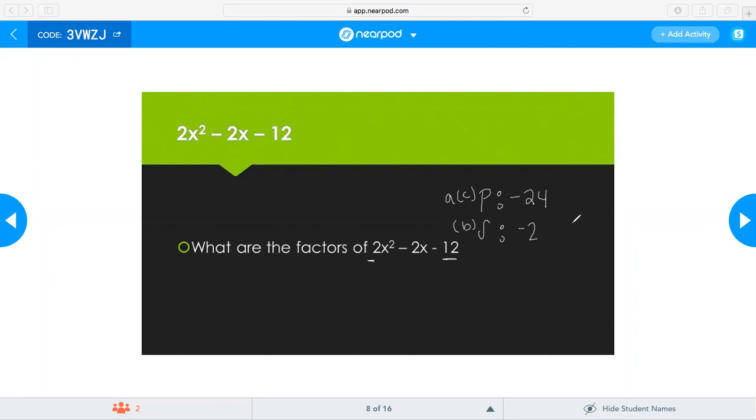You're trying to find what numbers would multiply to get -24, but add to get -2. There's going to be a positive and a negative. The bigger number will be negative because you're adding to get a negative. You're going to split your middle term, group, and find the greatest common factors. I'm going to give you about 2 minutes.